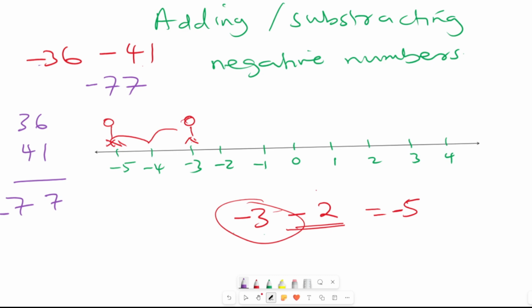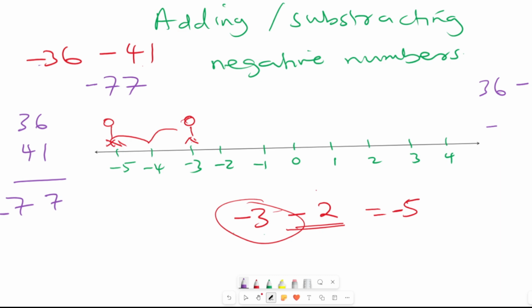So simple as that. How about 36 minus 41? This is also very easy. Take 36 out of 41. Whatever you get, apply the negative sign to it. Okay.